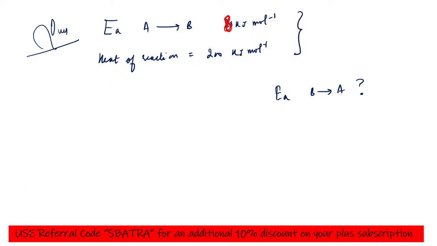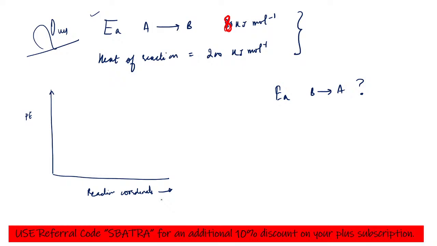Right, okay. So let's solve this question. What values have been given to you? You have the activation energy of A giving B, and you have the heat of reaction, that is 200 kilojoules per mole. Let's draw the energy profile diagram. This is your potential energy, and this axis represents your reaction coordinate.